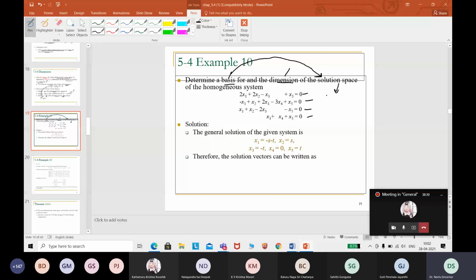First you find the solution space, which means you have to find x1, x2, x3, x4, and x5. All these 5 components you need to find out, and then for the solution space you have to find the basis.